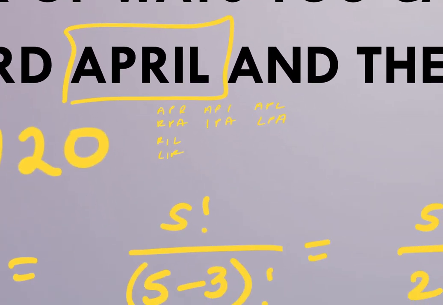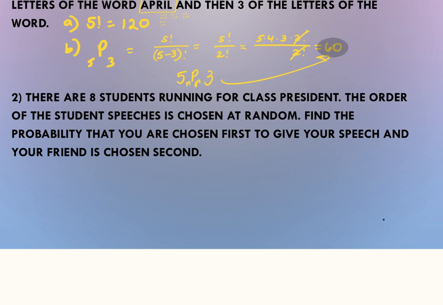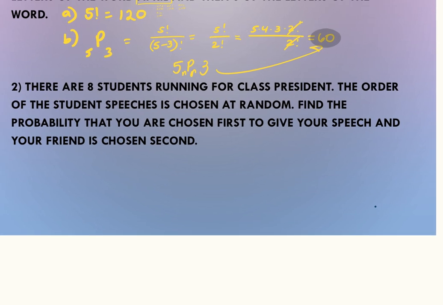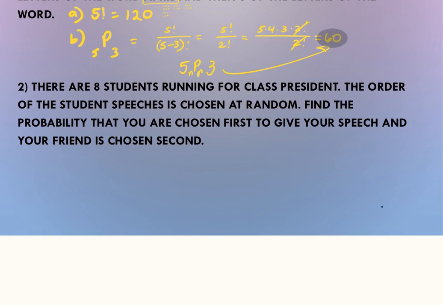I get it. Okay. 2 says there are 8 students running for class president. The order of the student speeches is chosen at random. Find the probability that you are chosen first to give your speech and your friend is chosen second. So this is super important because we're going to, again, get into today where you have to start to see the difference between a combination and a permutation. Because it says first and it says second, I know order matters and this is permutation.